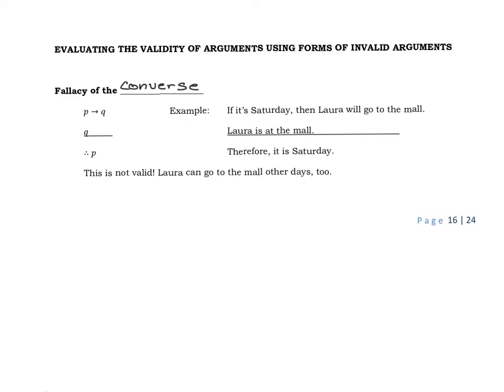They're saying if it's Saturday, then Laura will go to the mall. Laura is at the mall, therefore it's Saturday. I think you can see logically how it's not valid. Laura could go to the mall other days too. So if it follows this form, that's a fallacy of the converse.